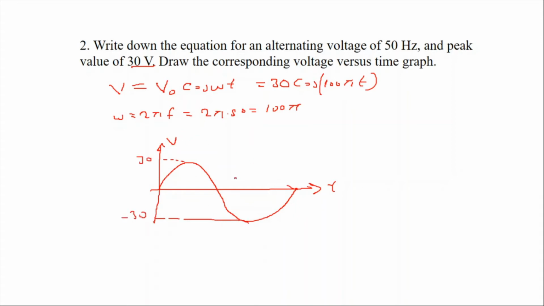Let's find the period for this cycle. We know that T is equal to 1 over f equals 1 over 50, and it is 0.02 seconds, which is equal to 20 milliseconds. So here is one full cycle, 20 milliseconds. So half cycle is 10 milliseconds, and this will be 5 milliseconds, and this is going to be 15 milliseconds. The time is in milliseconds.